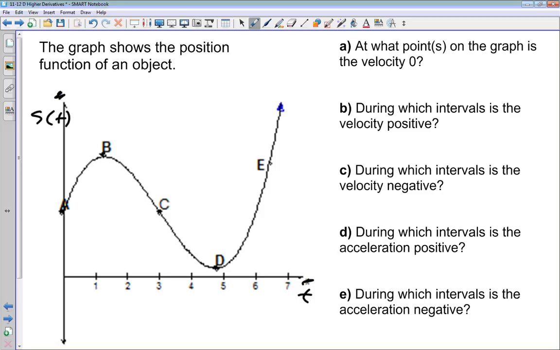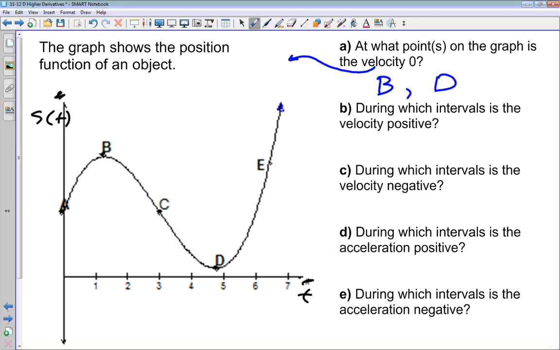At what points on the graph is the velocity 0? The key thing to think about when you're interpreting this is, what does velocity mean in terms of our graph? Okay. Velocity, or the instantaneous rate of change, is represented by what graphically? The turning points will be where our velocity is 0. Okay. So what are our turning points here, Riley? B and D, right? Okay.